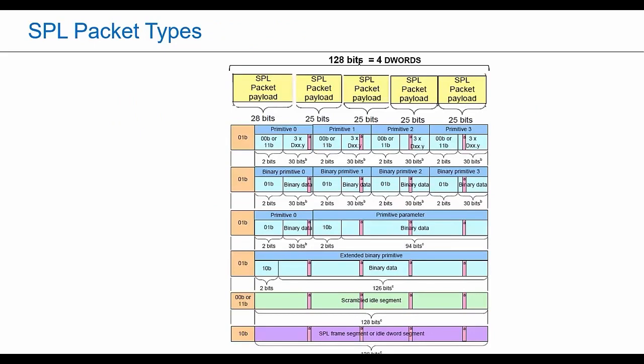This graphic is right out of the spec, and I found this to be pretty helpful in understanding how the different packet types are going to appear on the wire in SAS4. It defines 6 different SPL packets. I'll start with the easiest to understand, the SPL data frame and primitive segments.